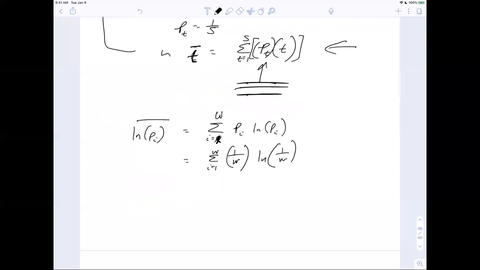Actually, what we'll do is write, the log of 1 over W is also a constant because 1 over W is a constant. So we'll take that out, and then we'll keep the summation from I equals 1 to W of 1 over W. Is everyone okay with that? Now, what is the summation from I equals 1 to W of 1 over W? What does that lead to?